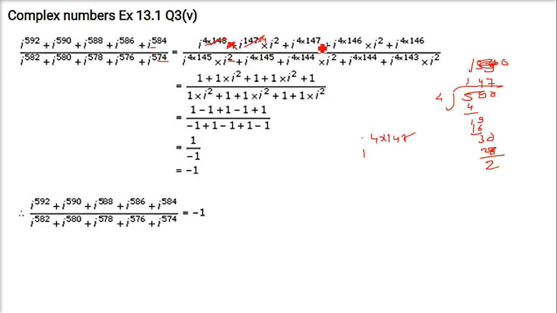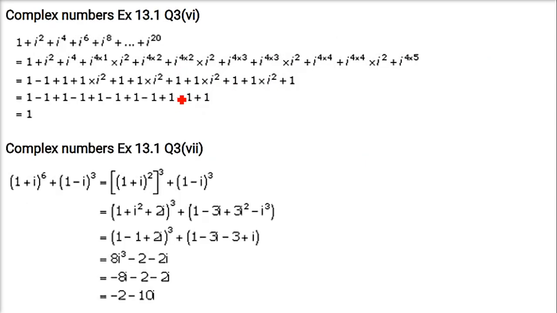So this is 1, this is 1, and so on for all of these. So what remains? 1 here, i squared is minus 1. Here you get 1, here you get minus 1, i squared is minus 1, here you get 1. Ultimately this gets cancelled and only 1 remains. Here also this gets cancelled, and you get minus 1. So what do you get? 1 by minus 1 is minus 1.